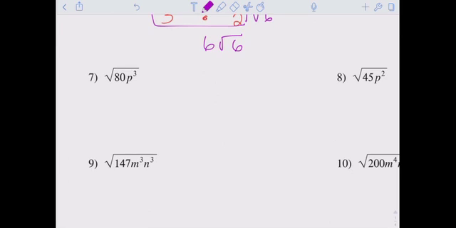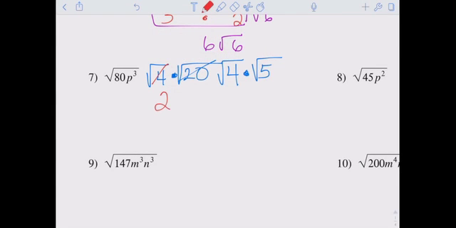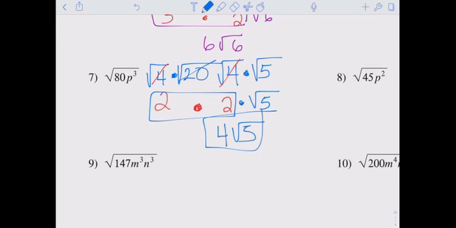Number 80. So once you watch this, you'll be fine. 4 can go into it. Okay, 4 times 20, right? 4 times 20 makes 80. But 20 can be broken down to 4 times 5, another perfect square. As long as a perfect square can go in, you cannot stop. So this one is a 2, this one is a 2, and then this one is times square root of 5. Okay, 2 times 2 is 4, and this one is irrational. You bring it down like that.